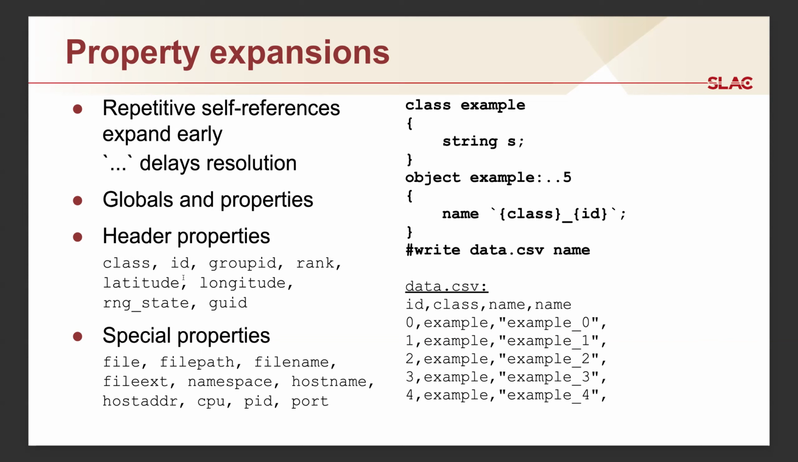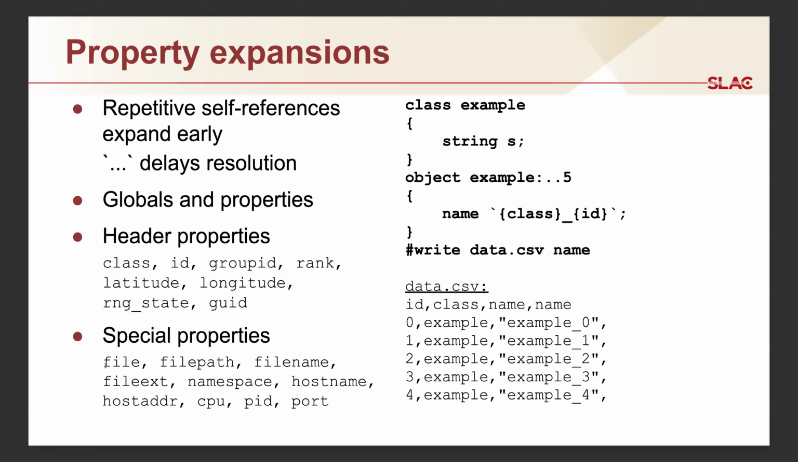There are a lot of different properties that have delayed resolution. The header properties themselves: class, ID, group ID, rank, latitude, longitude, the state of the random number generator, and what's called the global unique ID. This is an ID that is guaranteed to be globally unique. It's just a big number, but it's a number that's so large that it's, like, age of the universe, unlikely to repeat.